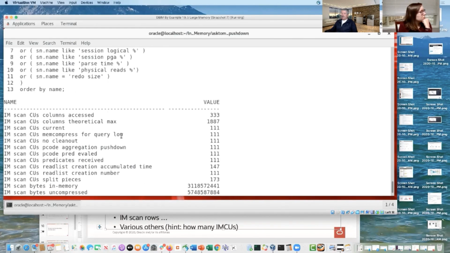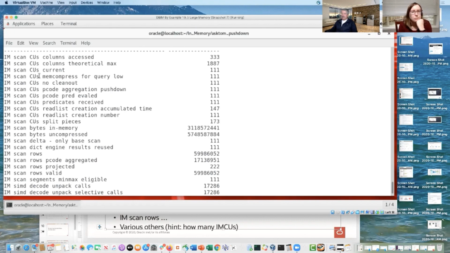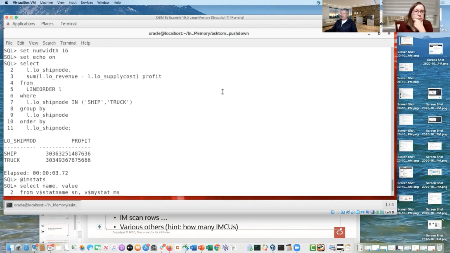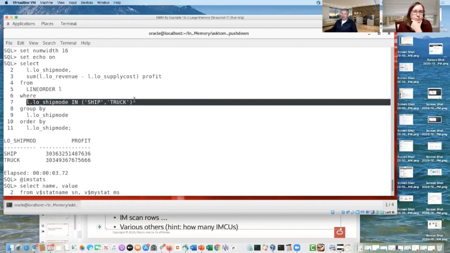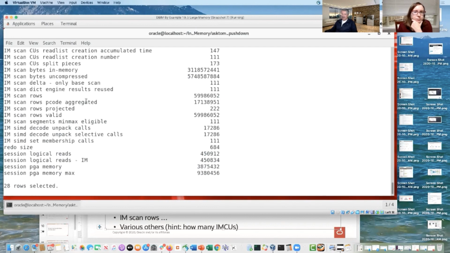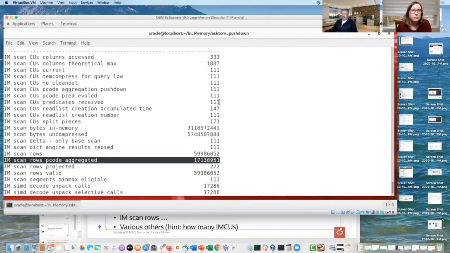And then if we look at the statistics, kind of the same kind of thing. We haven't changed any of that. We have 111 still. Our P code aggregation push down now only says 111, because we only have one filter predicate, and we really don't see from the statistics anything other than the fact that we're able to aggregate that number. So that's how many rows get aggregated.